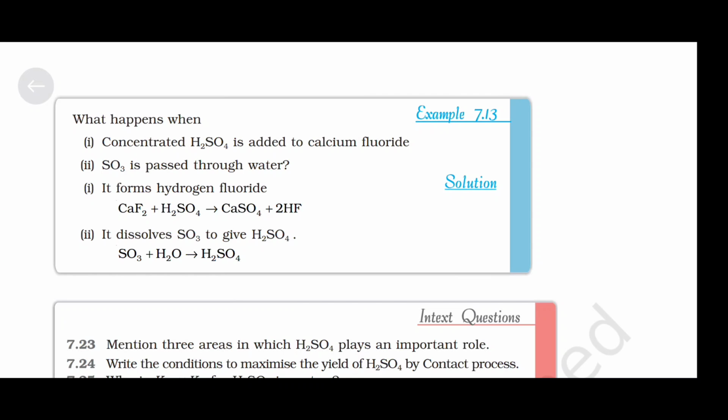Example 7.13. What happens when concentrated sulfuric acid is added to calcium fluoride? When SO3 is passed through water? First, it forms hydrogen fluoride. Calcium fluoride, CaF2, when it reacts with sulfuric acid, calcium sulfate, that is CaSO4, and hydrogen fluoride, HF, will get formed. When SO3 is passed through water, so it is simple, SO3 plus H2O forms H2SO4.